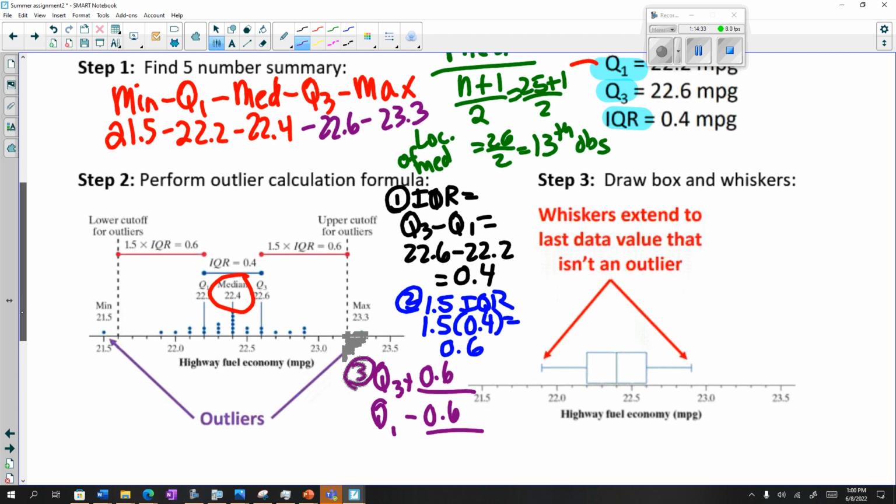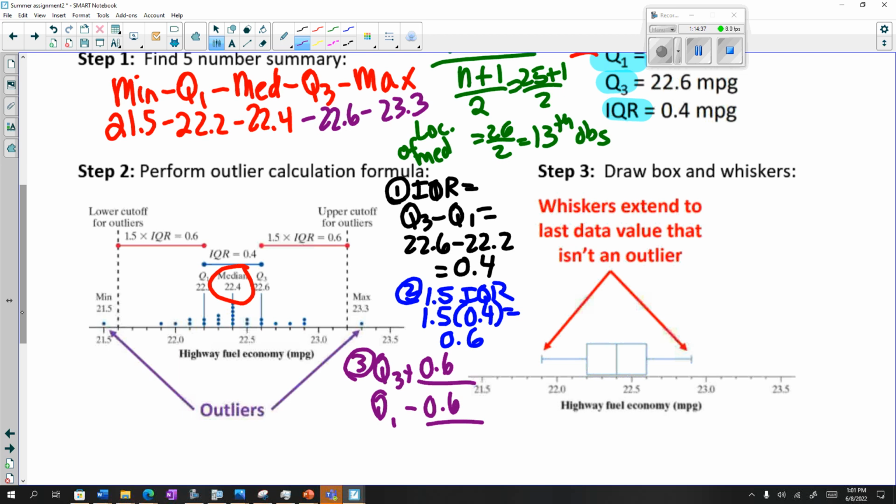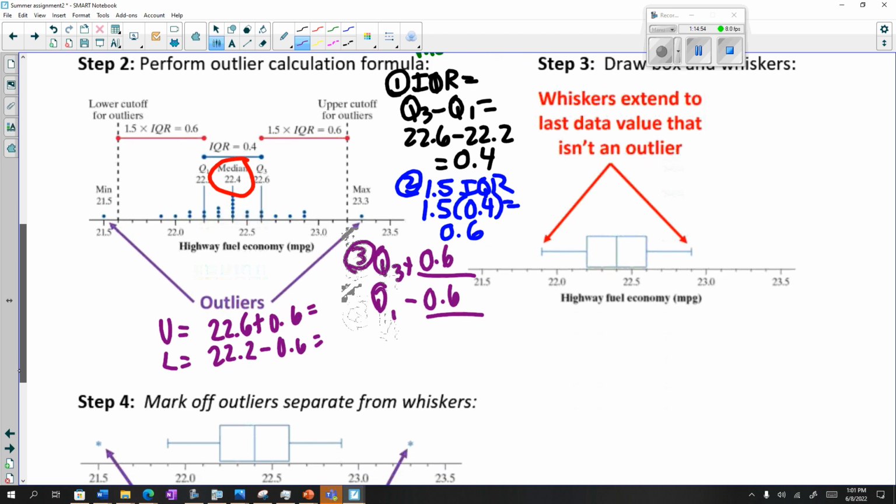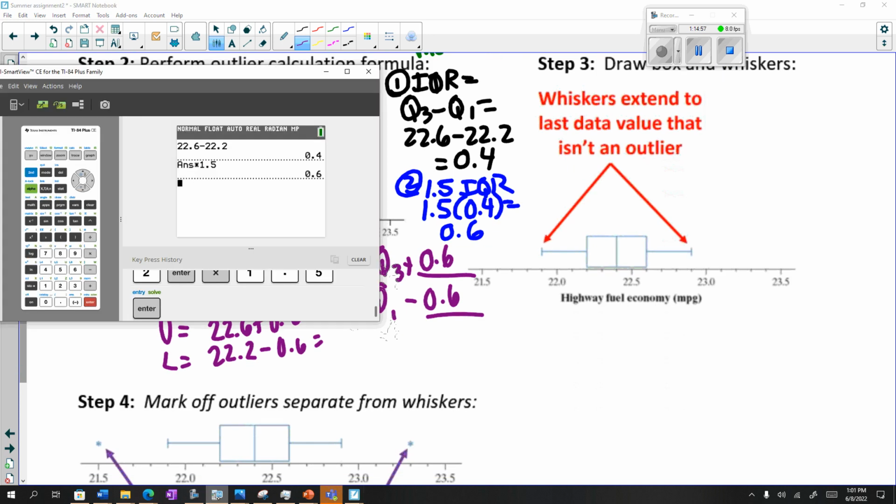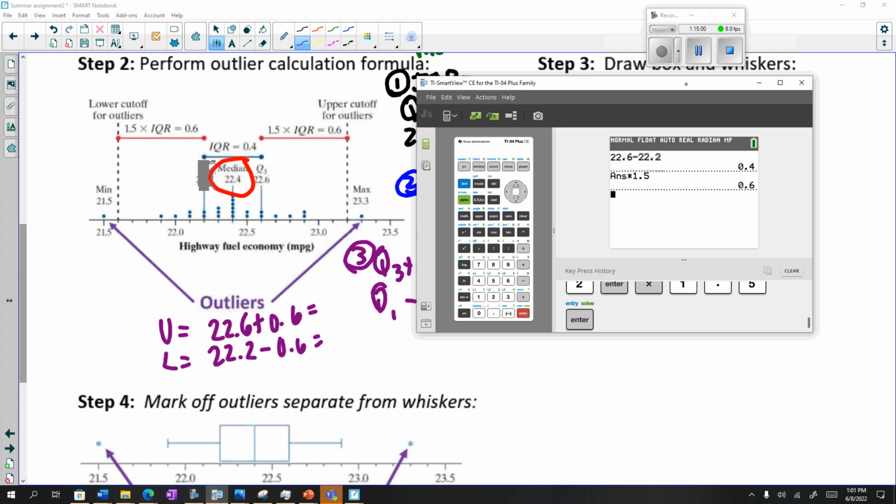So the Q3 was 22.6. So I'll do 22.6 plus 0.6. And the Q1 was 22.2. I'll do 22.2 minus 0.6. All right, so I'm going to get my upper cutoff and my lower cutoff. I'm going to move up a little bit here. So we're going to do 22.6 plus 0.6 and 22.2 minus 0.6. So I got 21.6 for my lower cutoff and 23.2 for my upper cutoff.